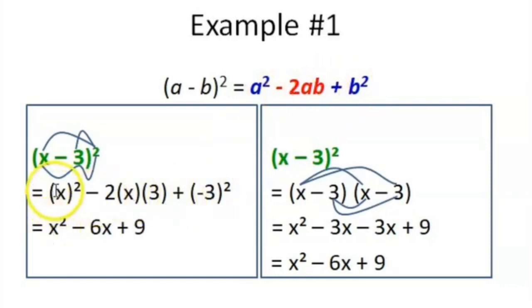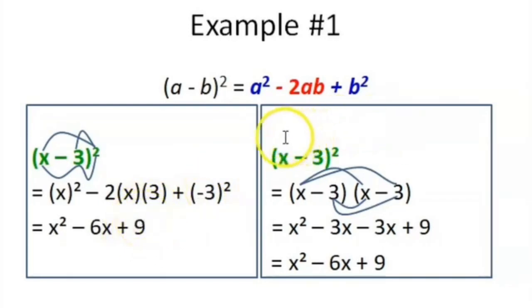So, simplify. So, this is x square. This is 2 times x times 3. So, 6x. And this is plus negative 3 square. So, negative 3 square, parang negative 3 times negative 3. So, the answer is positive 9.